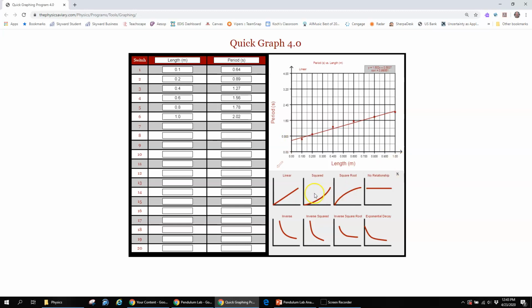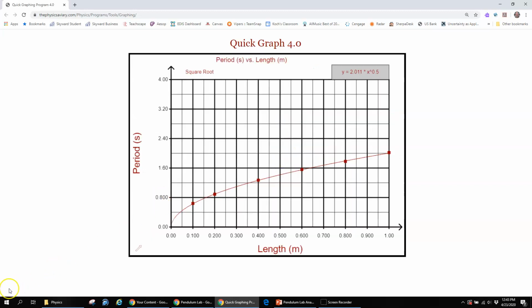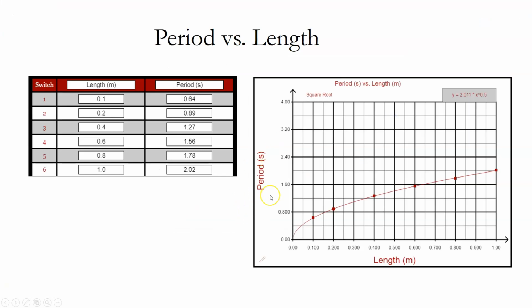So a far better relationship is the square root relationship, which does cause the period to go to 0 there. So this is the best fit of that data. And this just shows that graph with the data alongside.